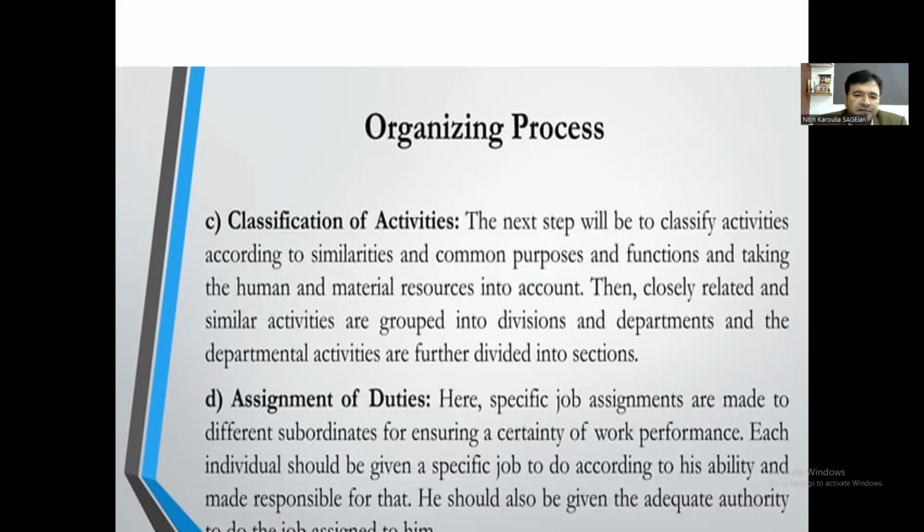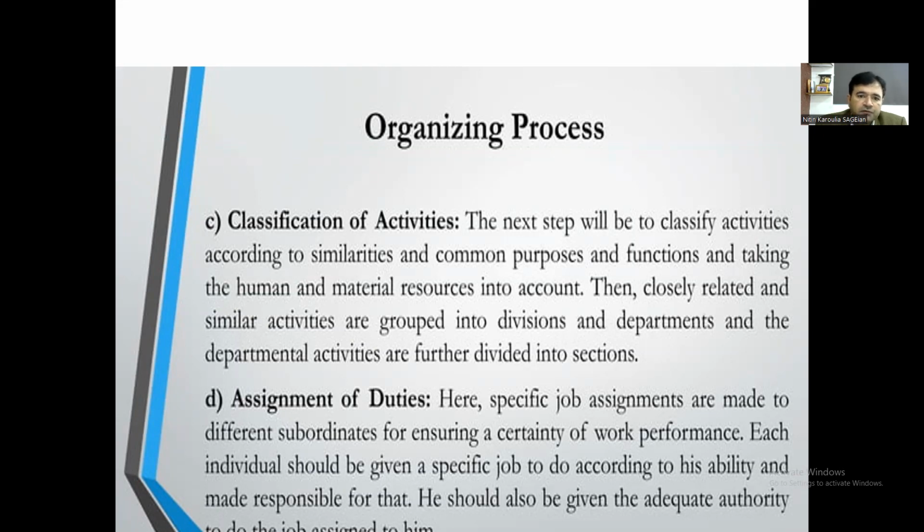Third step is the classification of activities. The next step will be to classify activities according to similarities and common purposes and functions and taking the human and material resources into account. Then closely related and similar activities are grouped into divisions and departments, and departmental activities are further divided into sections.